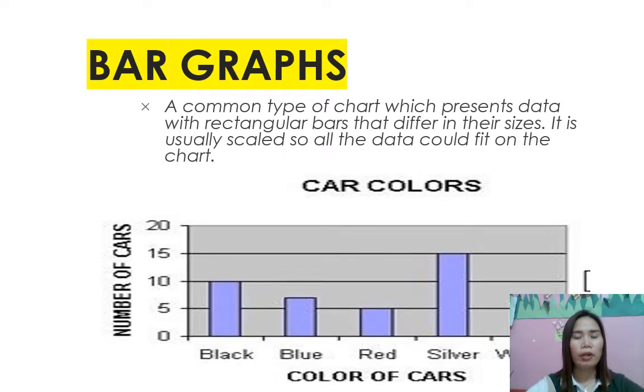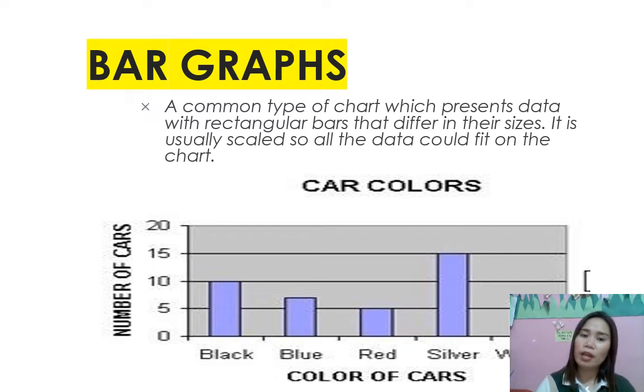Next, we have the bar graph. It is also a common type of chart which presents the data with rectangular bars that differ in their sizes. It is usually scaled so all the data could fit on the chart. A bar graph may run vertically or horizontally. The important thing to know is, the longer the bar, the greater the value. For example here, we have colors of cars: black, blue, red, silver, and white.